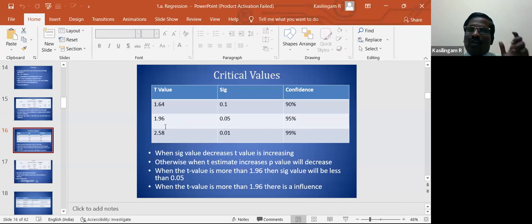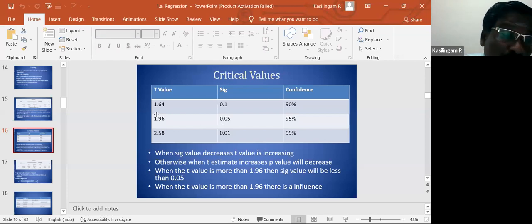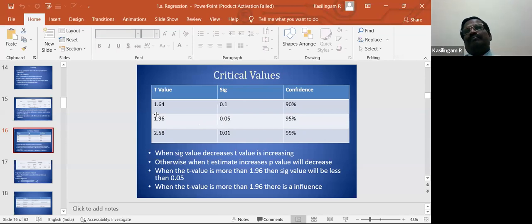Not necessary. So now the first statement: when the significant value is decreasing, the t value is increasing. So when the significant value is less than 0.05, reject the null hypothesis. Otherwise, when the t value is more than 1.96, reject the null hypothesis. Madam, is it okay? Please write it down. Everybody, please write it down. Very, very simple. If you get stuck with something, you will not understand.